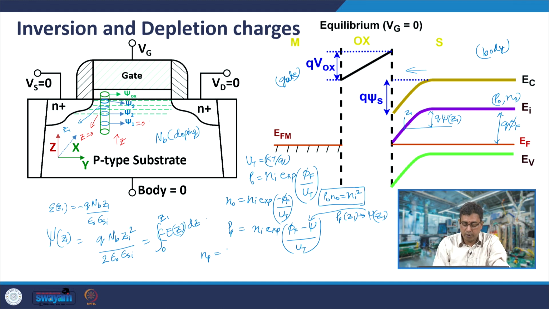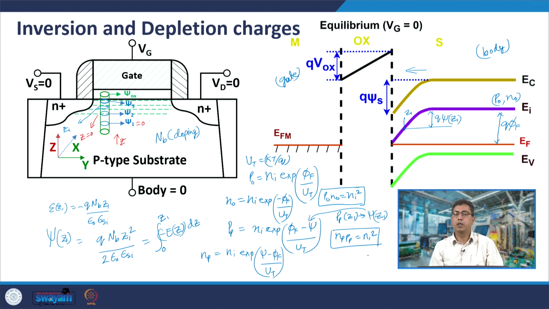So, the electron concentration at point Z1 is... Okay. So, again you get Np Pp equal to Ni squared, because it is in equilibrium. Okay. So, now let us look at this in a way which gives us a better physical idea.